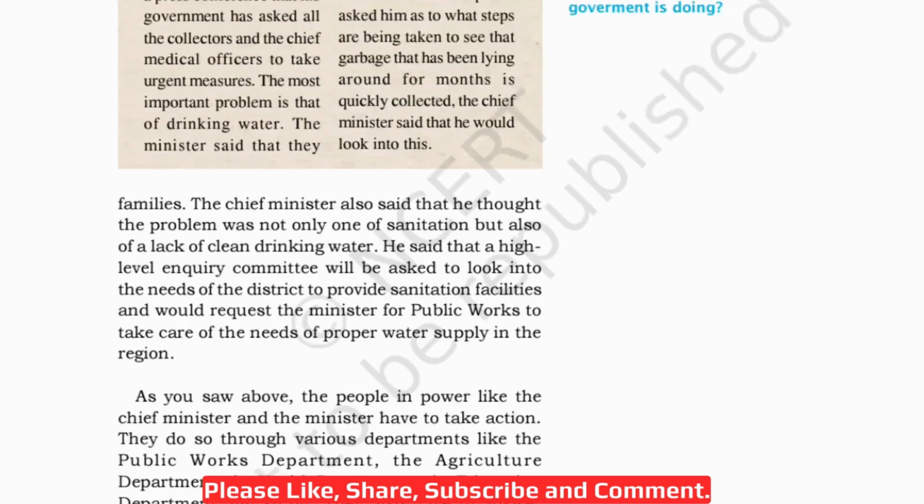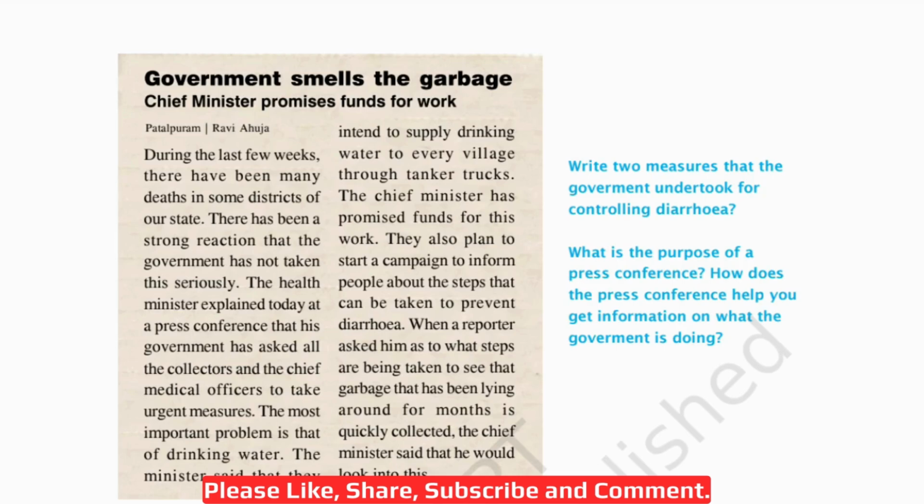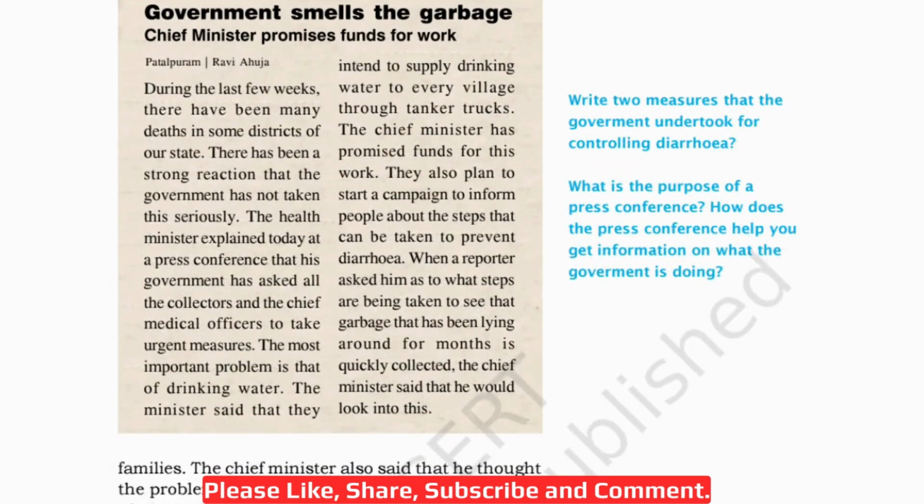Now, before proceeding, let's read this yellow box. Government smells the garbage. Chief Minister promises funds for work. During the last few weeks, there had been many deaths in some districts of our state. There has been a strong reaction that the government has not taken this seriously.